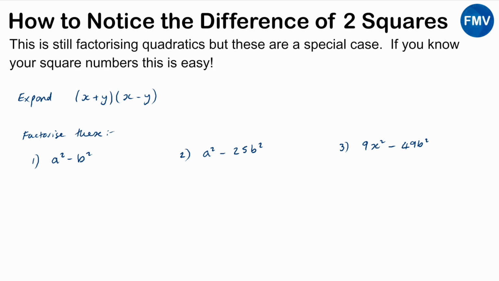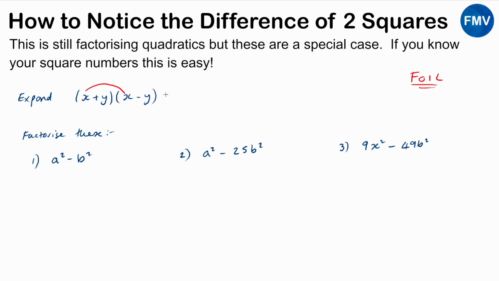Okay, we're going to look at factorising some special quadratics. This is called finding the difference of two squares. So before we start, let's look at expanding these brackets first, and that will help us see how we can factorise these quite quickly. So if we remember, we're going to use FOIL: firsts, outsides, insides, lasts.